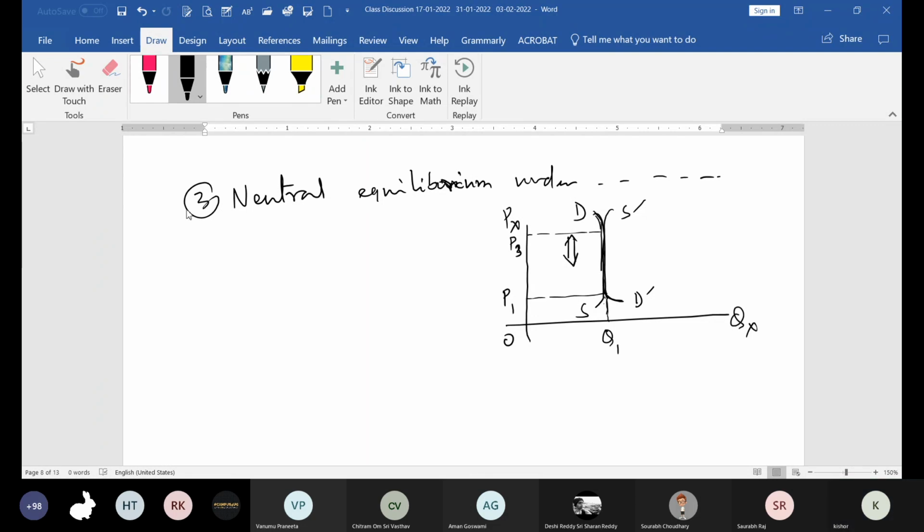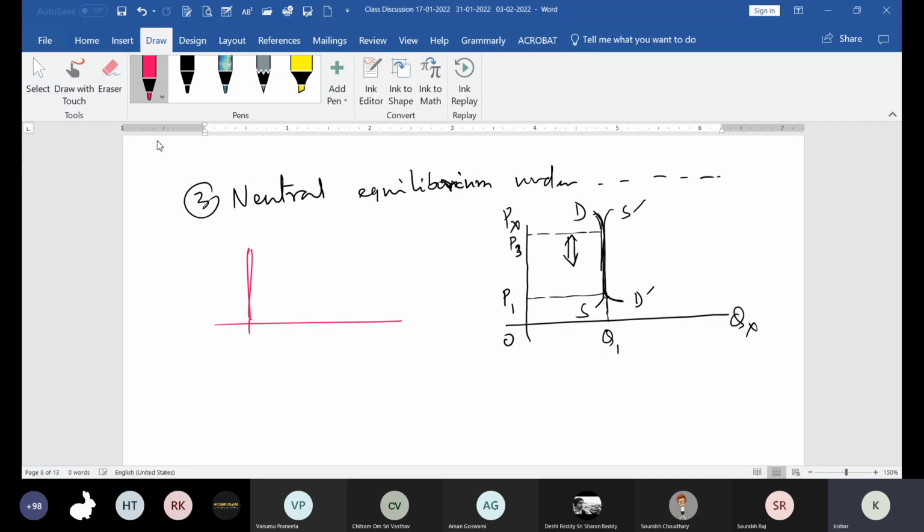There is no change in equilibrium quantity, and because of that, it is called your neutral equilibrium. In that particular range, there is no change in equilibrium quantity, so it is called neutral equilibrium. You can draw it in other way also. Draw it in other way means for a range of quantity also it may happen.